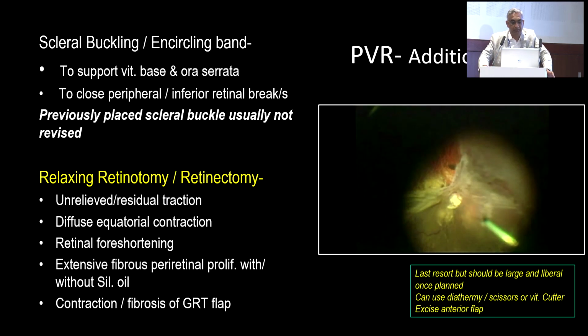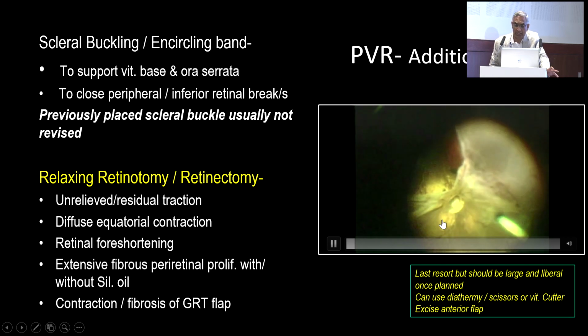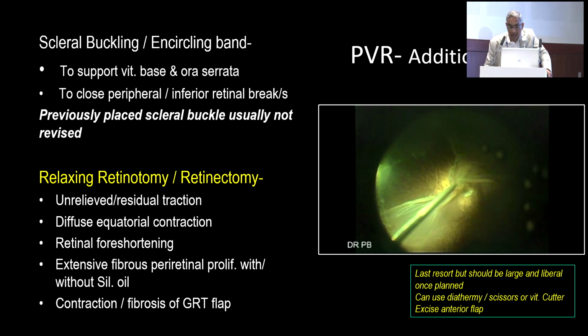So additional steps: when you deal with a PVR, you may add a scleral buckle or encircling band depending on where you need support, vitreous base or ora. And if you previously placed a scleral buckle, usually we do not tend to remove it. Retinotomy, usually if there is unrelieved traction or diffuse equatorial traction, foreshortening, or you have significant contraction and fibrosis, generally you use as a last resort, if at all.